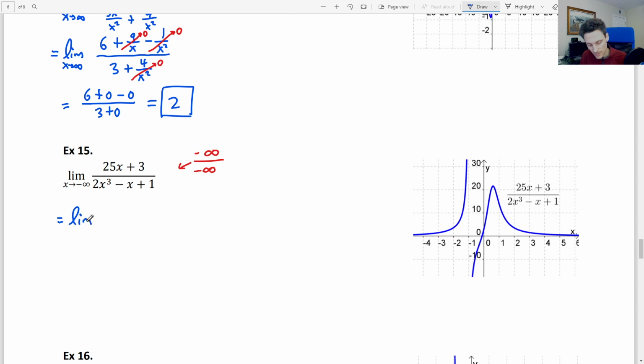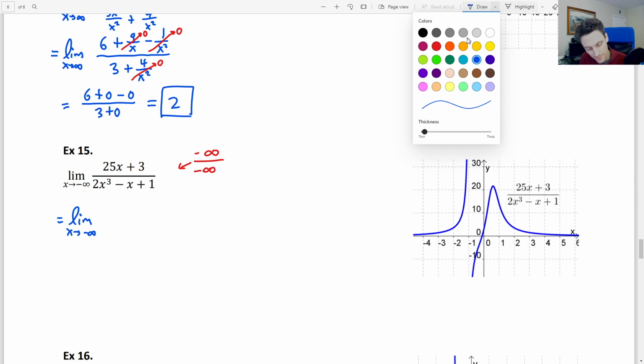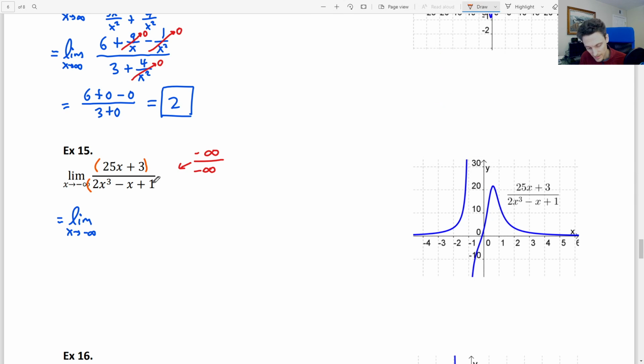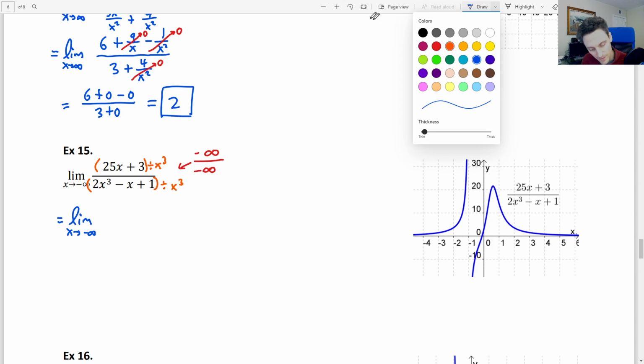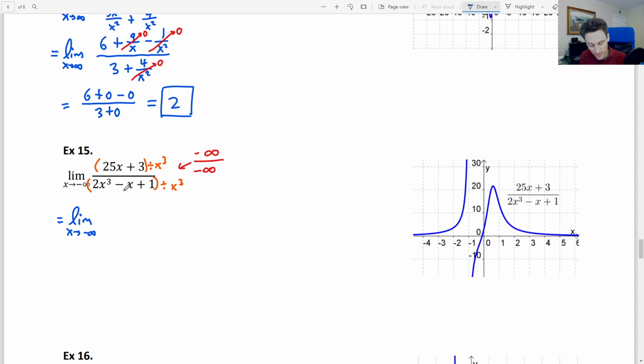So our strategy is going to be to divide the top and the bottom by the leading term of the bottom. So that's going to be the 2x cubed, but I'm just going to write x cubed because I don't need to divide by that coefficient. So now we're going to have 25x divided by x cubed. That'll give us 25 over x squared plus 3 divided by x cubed over, and then on the bottom we'll have 2 minus, whoops, the x will cancel with the x cubed and give us 1 over x squared plus 1 over x cubed.